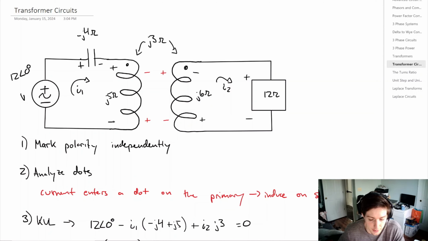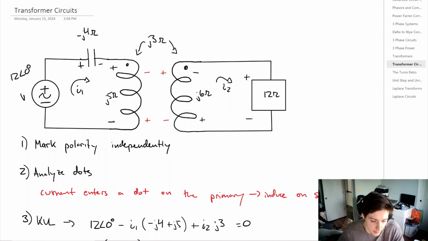On our secondary side, we're going to have a J6 ohm inductor and then a 12 ohm load. Now we're going to be coupling these together with a mutual inductance of J3 ohms. We're going to have currents labeled as I1 and I2.